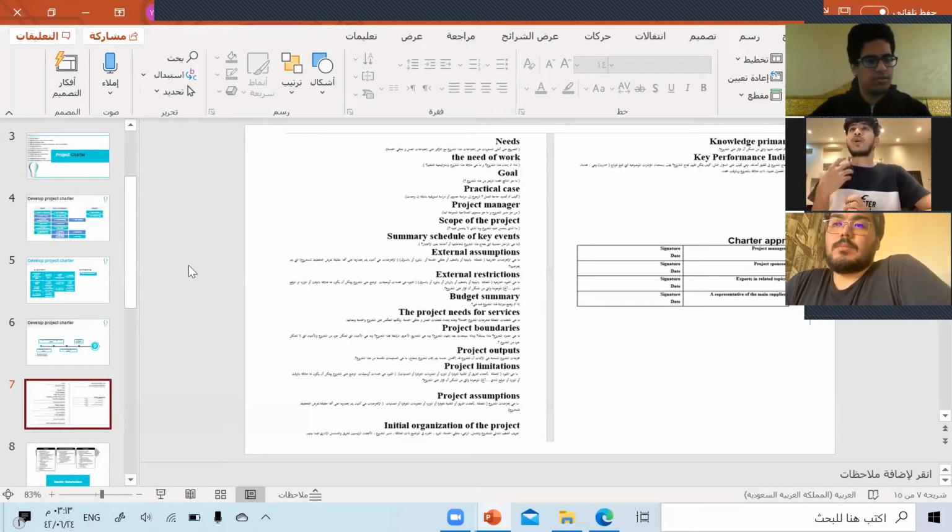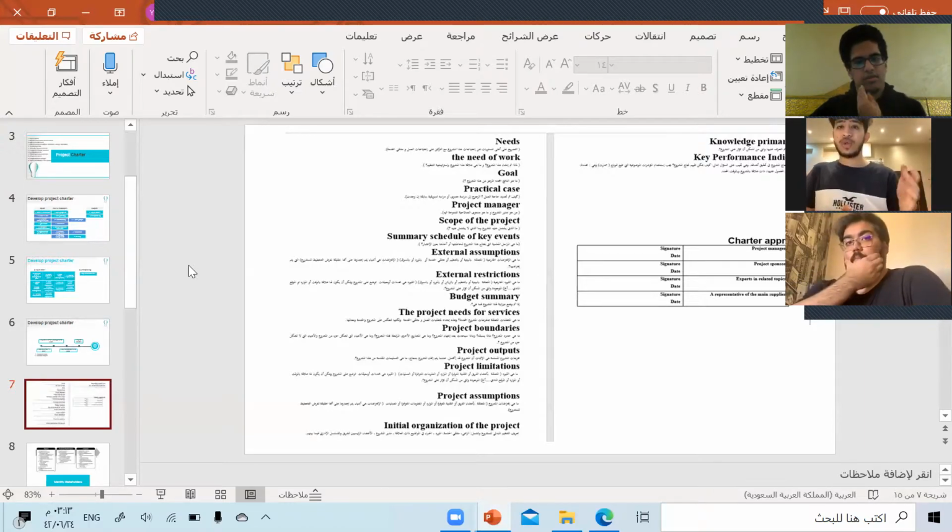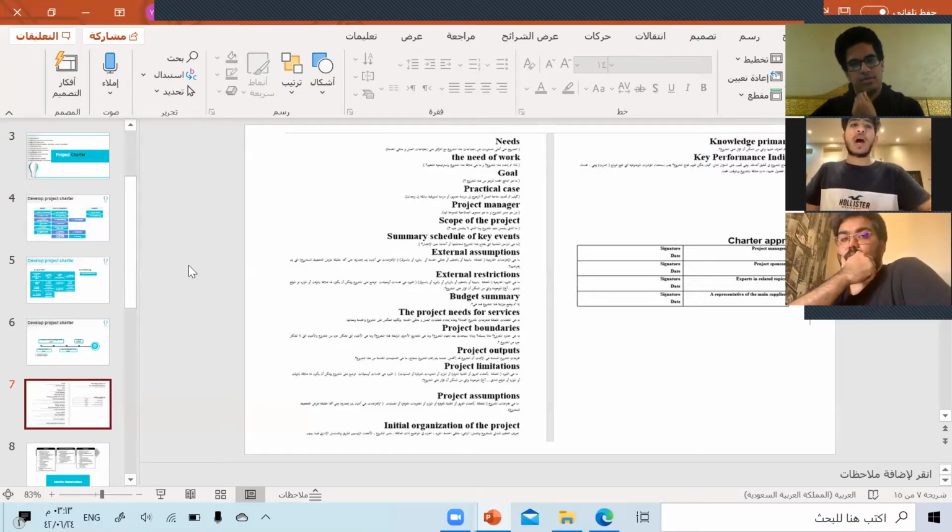What you put in, the people you need, and also the project limitations. Any point in this example, you must know about it. For example, the primary risks: what is dangerous for this project, and what the risk is if you do this project, or if you don't.